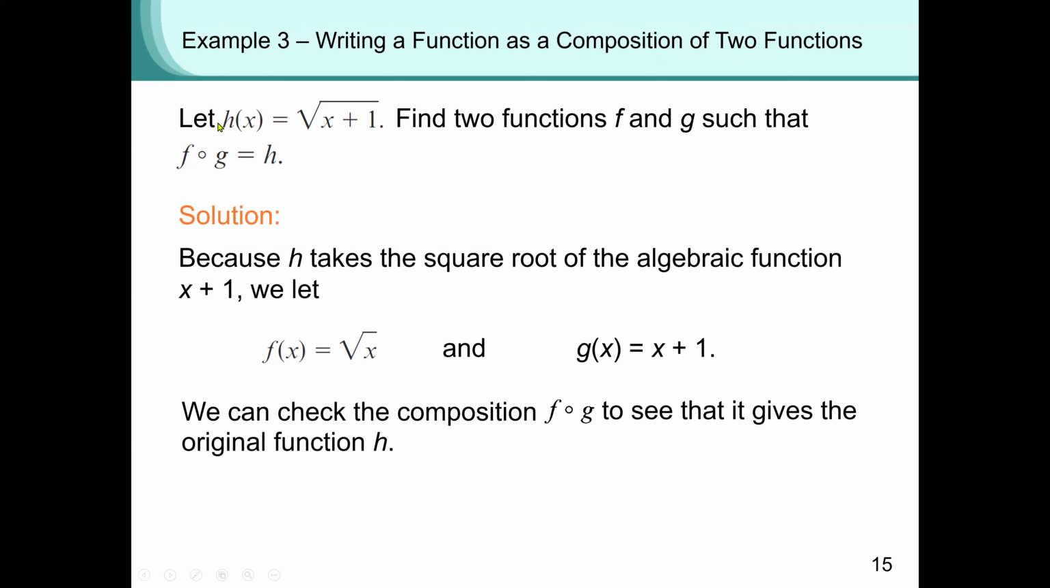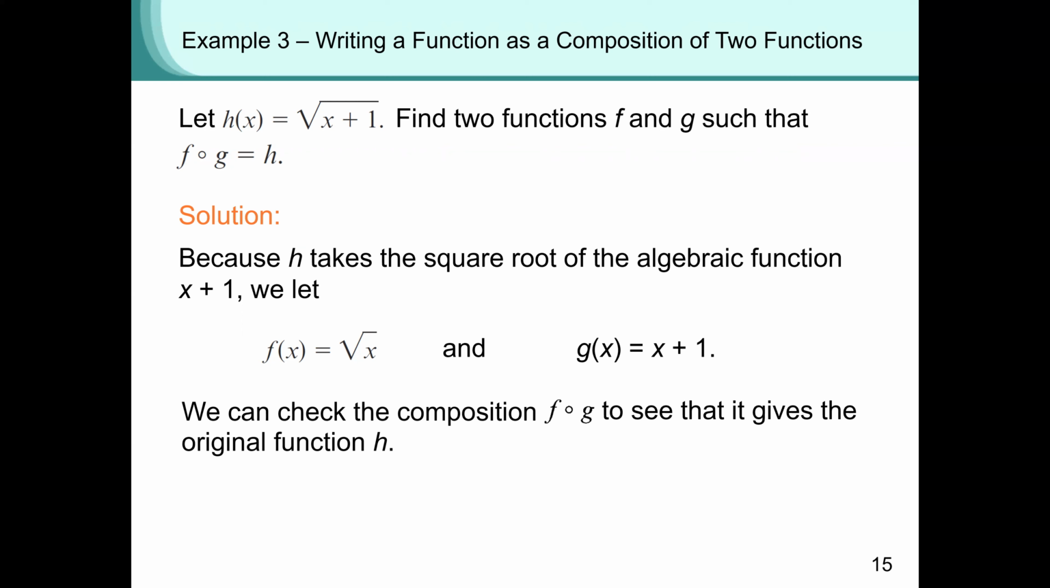So now let's see an example. If we have h at x equal to square root of x plus 1, and the question said we should find two functions f and g such that f composite g equals h. And this means f composite g is square root of x plus 1. Now we want to find f separate and g separate. Because h takes the square root of the algebraic function x plus 1, we let f at x equal to square root of x and g at x equal to x plus 1.